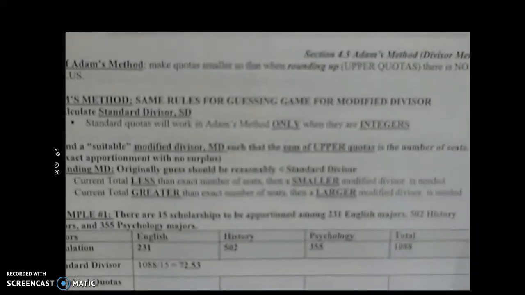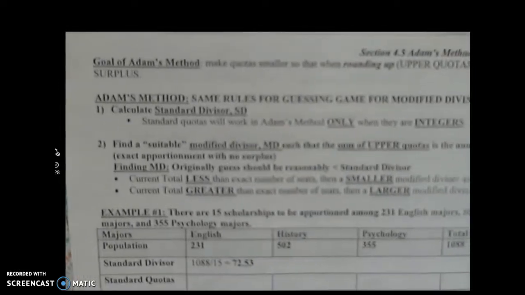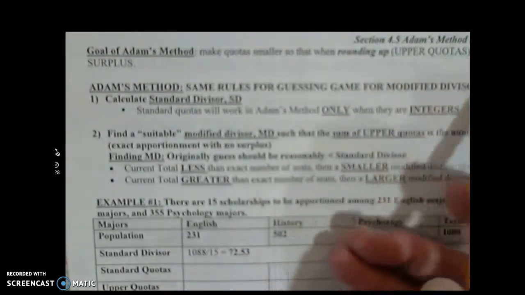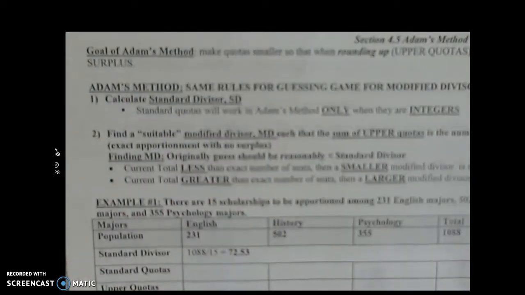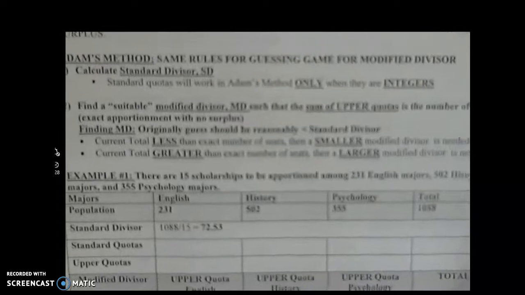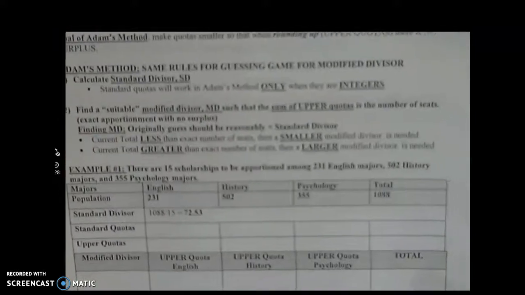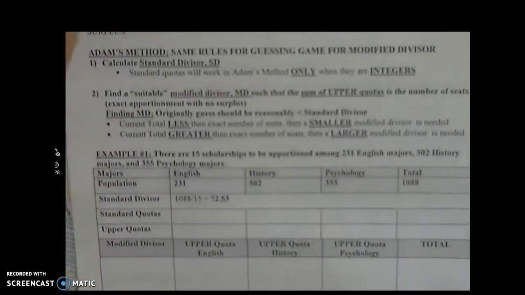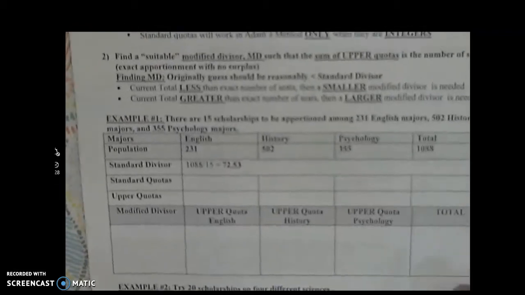So Adams devised a method, the Adams method, and his goal was to make quotas smaller so that when rounding up upper quotas, there's no surplus. Okay? So basically, what we have with the Adams method, to be honest with you, is really just the exact, basically, backwards of the Jefferson method. So this will be really easy for you here. I'll show you how the Adams method works, but it's almost identical.